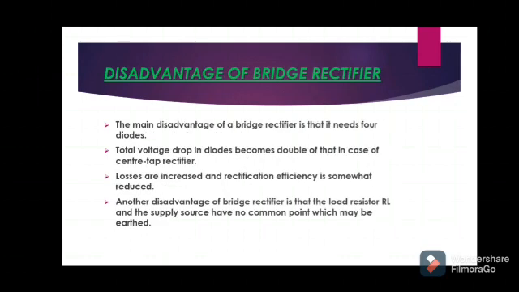Disadvantage of bridge rectifier. The main disadvantage of a bridge rectifier is that it needs 4 diodes. The total voltage drop in the diodes becomes double that of a center tapped rectifier. Losses are increased and rectification efficiency is somewhat reduced. Another disadvantage of a bridge rectifier is that the load resistor and supply source have no common point, which may be an issue.